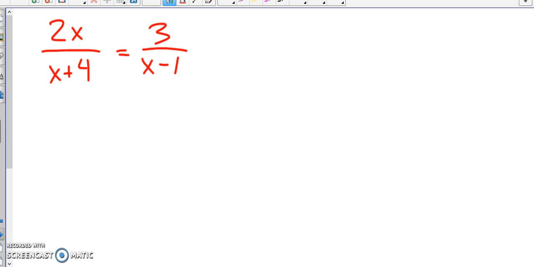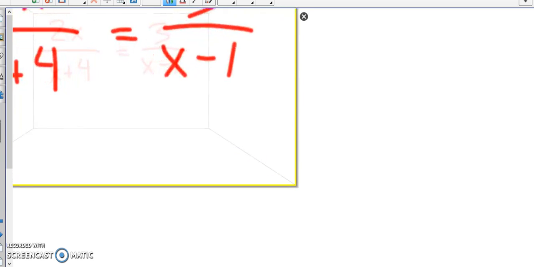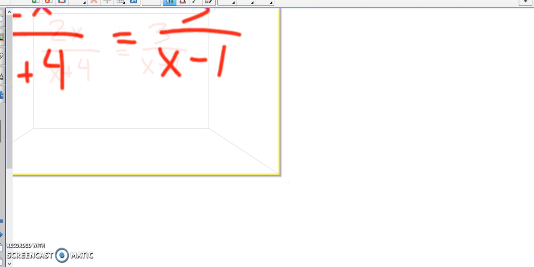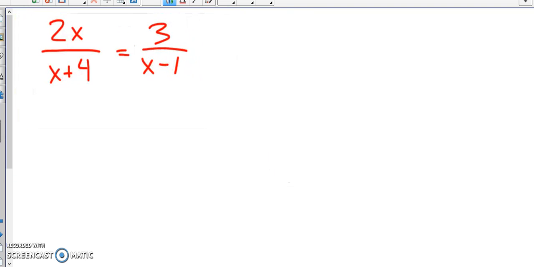Now, do you notice that basically this is just one fraction equals another fraction? Because this is just one fraction equals another fraction, you can actually cross-multiply this. So I multiply those two together, and I'm going to multiply those two together.